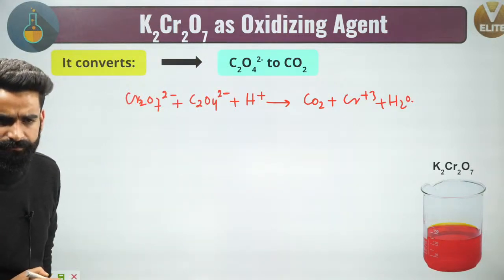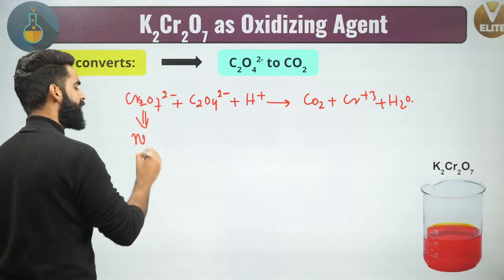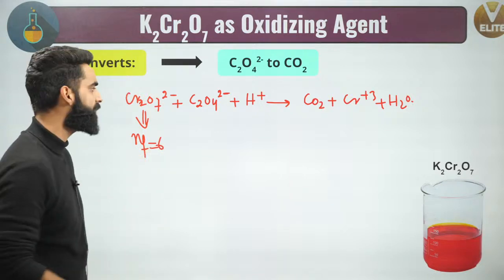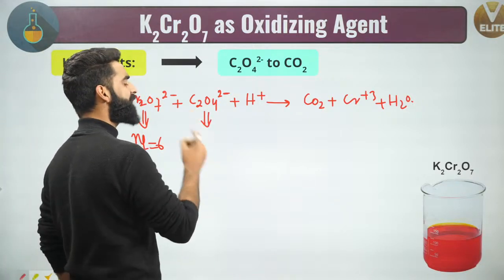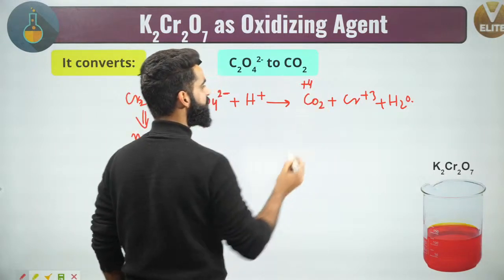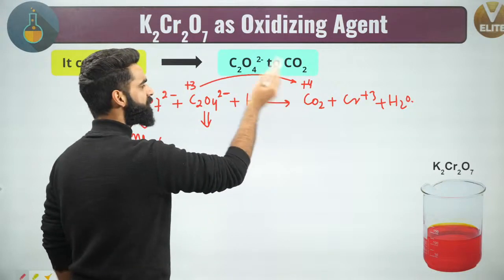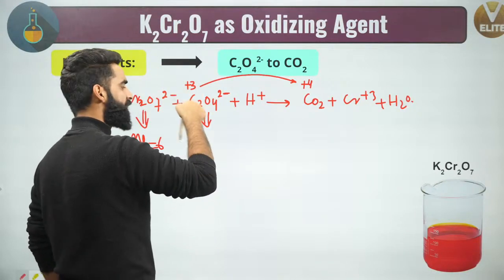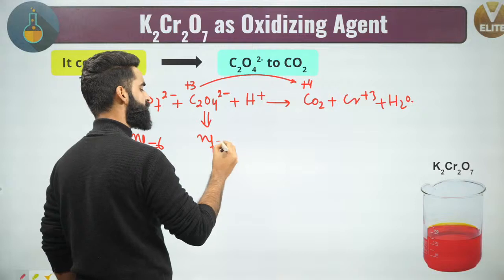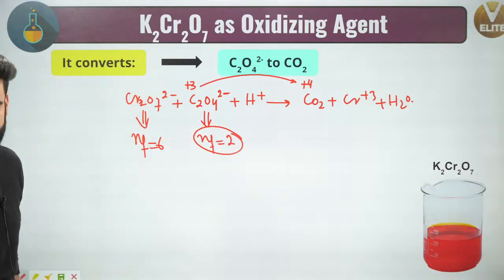See guys, what about the N factor of this Cr2O7 2- over here? It's going to be simply 6. We saw that. What about the N factor of this oxalate ion right here? Oxidation state of carbon right here is +3. The oxidation state of carbon right here is +4. +3 to +4. The change is 1. 1 is the change in the oxidation state for 1 atom of carbon. But I have 2 atoms of carbon. So its N factor is going to be 1 multiplied by 2, that means 2. I can calculate the equivalent mass as well.